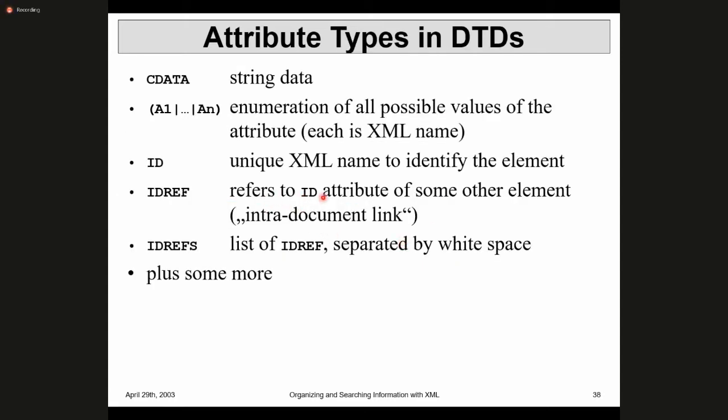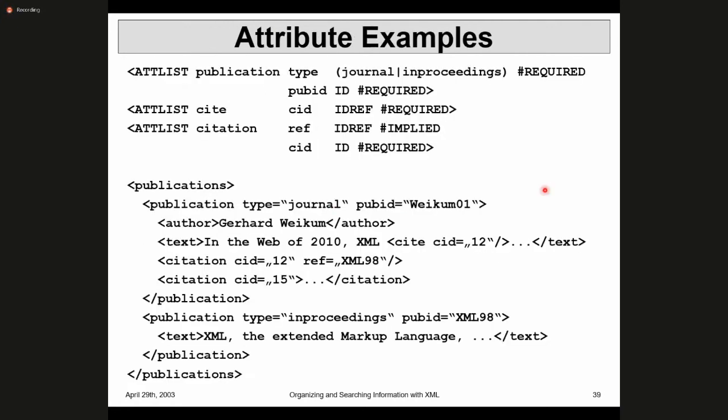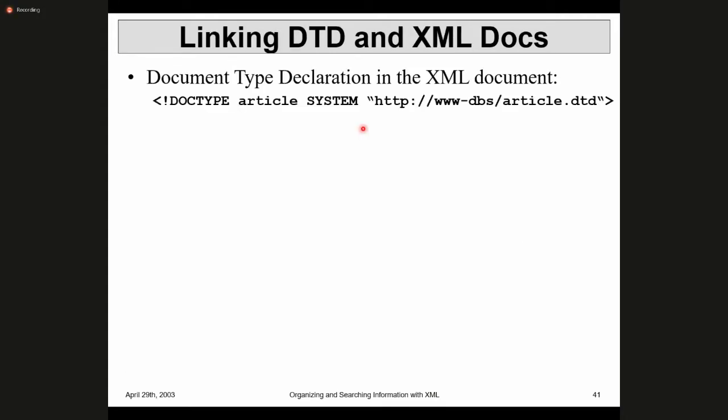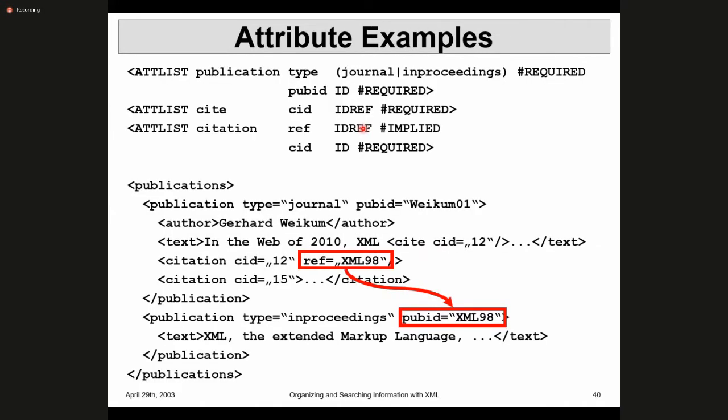IDREF means a reference to the ID attribute of some other element. So this siteID refers to this element, and here the citation ID refers to another publication. Ref means it is referring to some other one, which is defined here. IDREF means it is referencing the ID of some other element in the XML document. So now we have learned how to define XML DTD for elements as well as attributes.